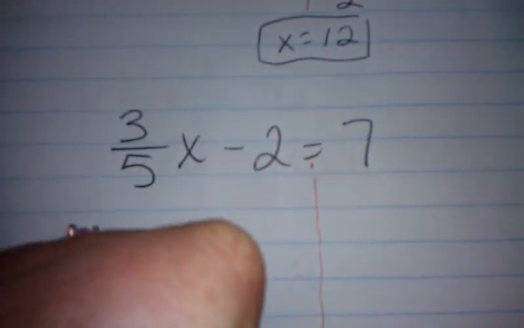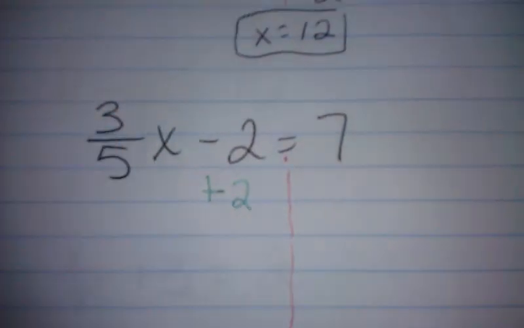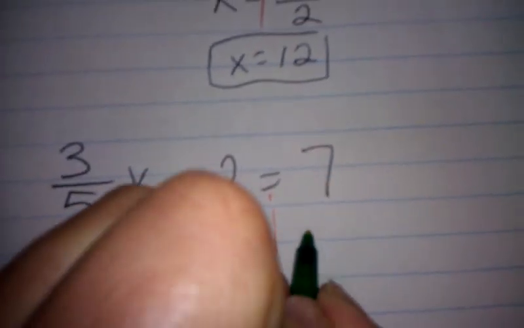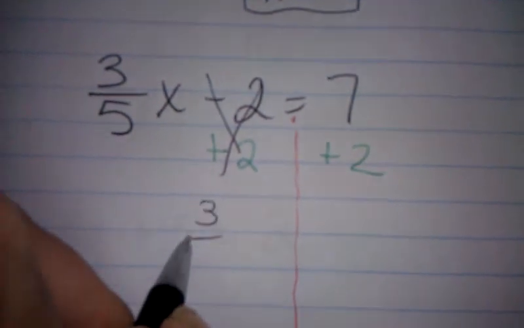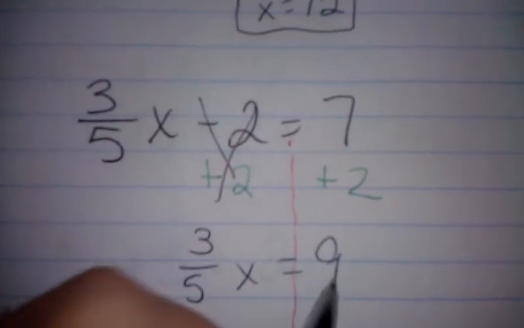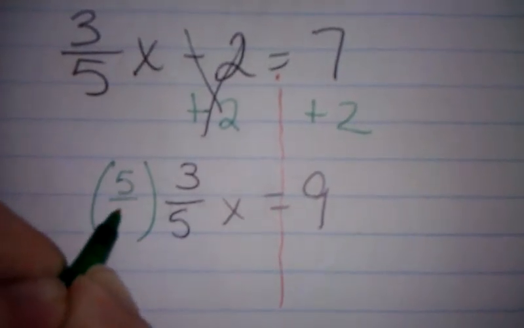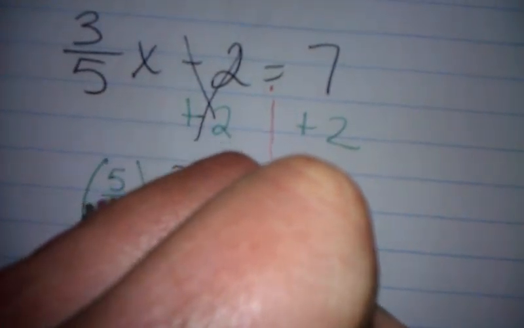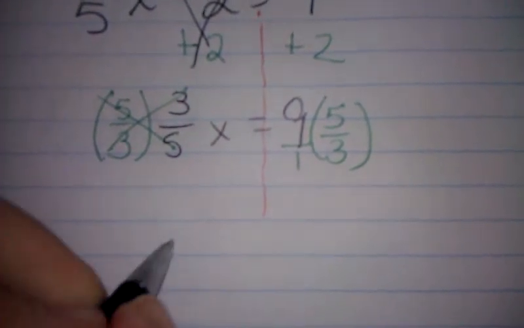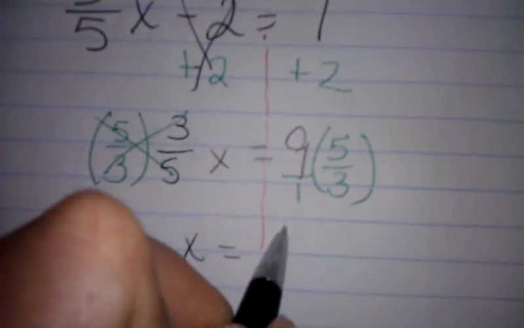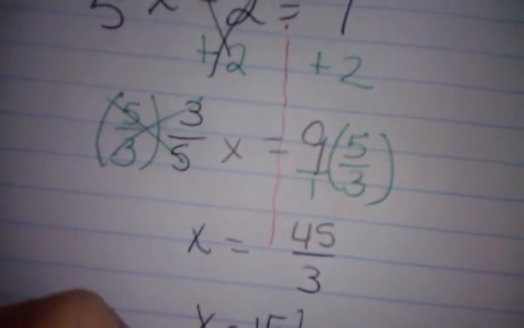I draw my dotted line. I'm going to add 2 to each side. And I have these cancel out. And I get 3/5 x equals 9. I'm going to multiply each side by the reciprocal. These cancel each other out. I get x equals 9 times 5 is 45 divided by 3. X equals 15.